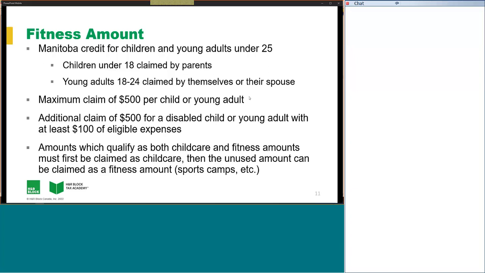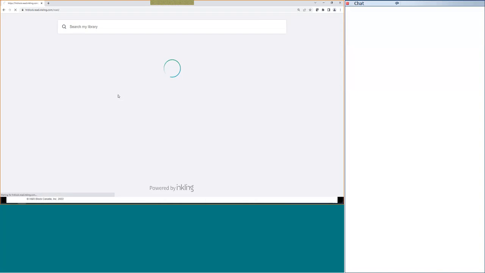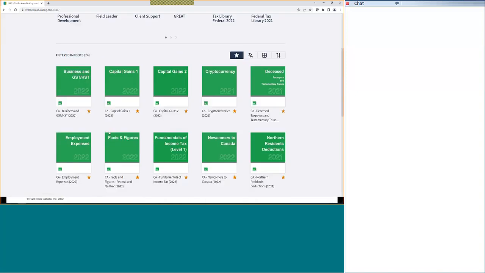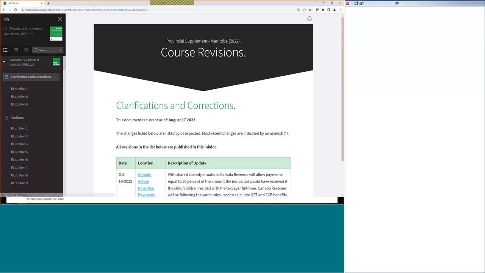There's really good information on the government website for how this works. You have to have something that qualifies. To know what qualifies, your best resource for that is the government website itself, but our textbook does have information as well. So if I go into the provincial supplement now, I'm going to give you an example. It has to meet certain requirements to qualify.